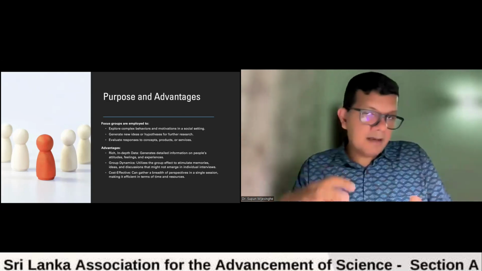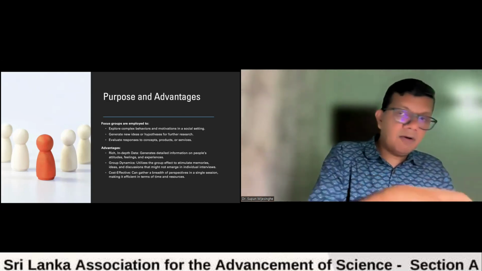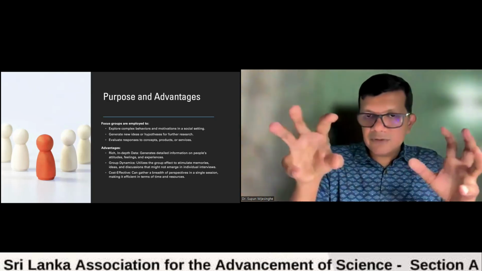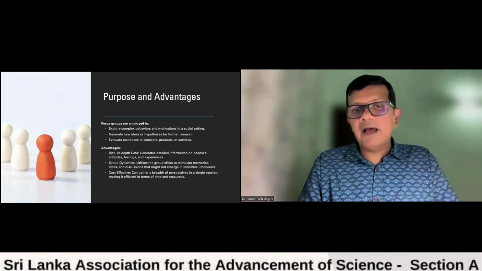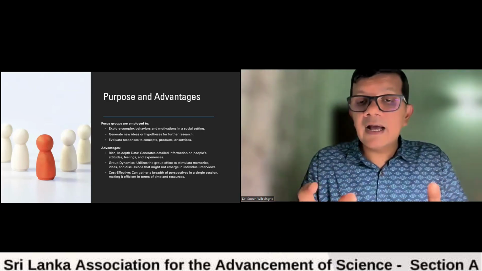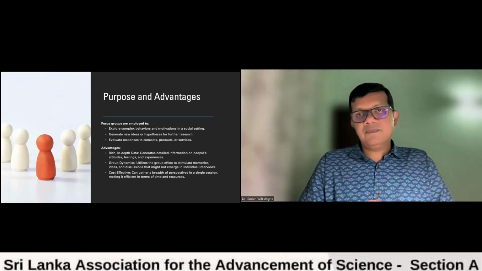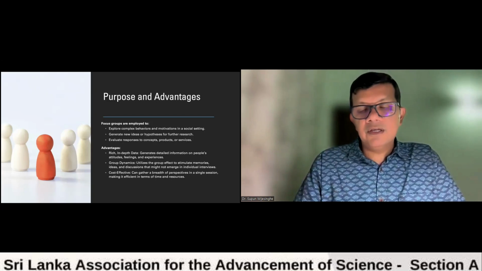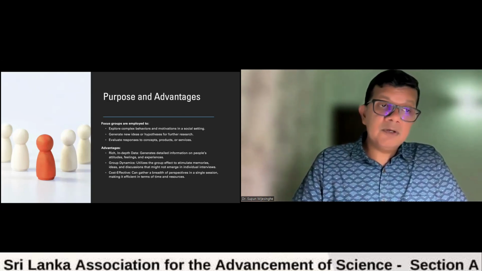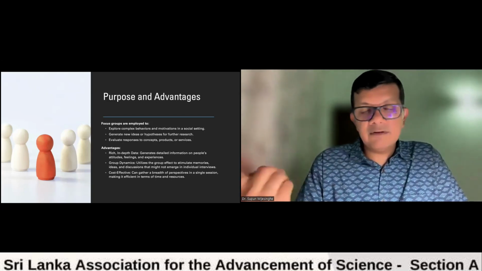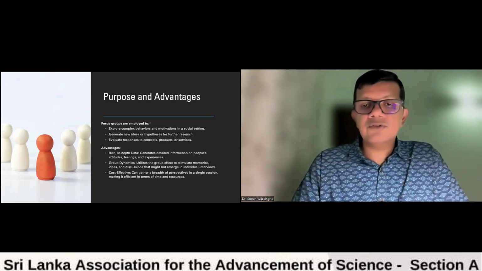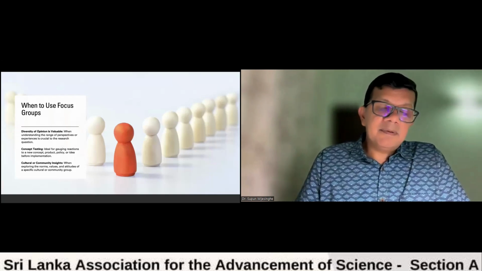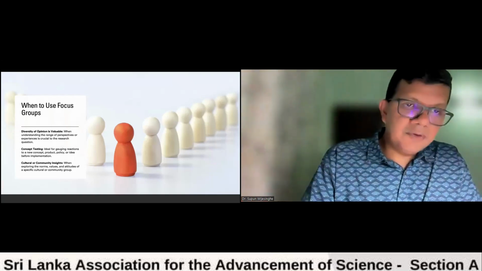Here, the group dynamics are quite important. Some people might object to certain ideas. So it's a natural way that you can understand people's complex behaviors. So that is the importance. And it's quite cost effective, compared with in-depth interviews, because you can have one day and complete the focus group discussion. So if you are looking for a diversity of opinion, focus group discussion is the way to go.